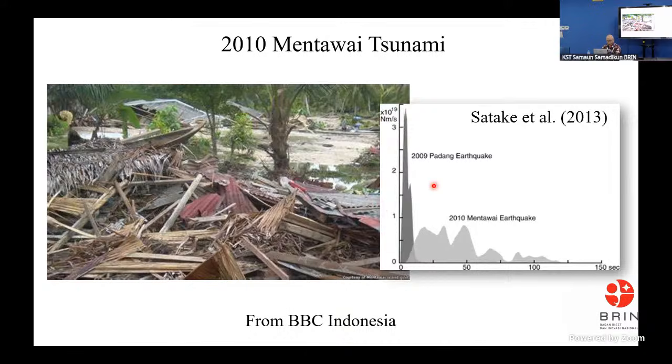And in this paper, they compare the 2009 Padang earthquake, this is a fast earthquake, and the 2010 Mentawai earthquake, this is a slow earthquake. And this is a release of energy as a function of time. So the Padang earthquake ended in 10 seconds, but the Mentawai earthquake continued 2 minutes and slowly moved.